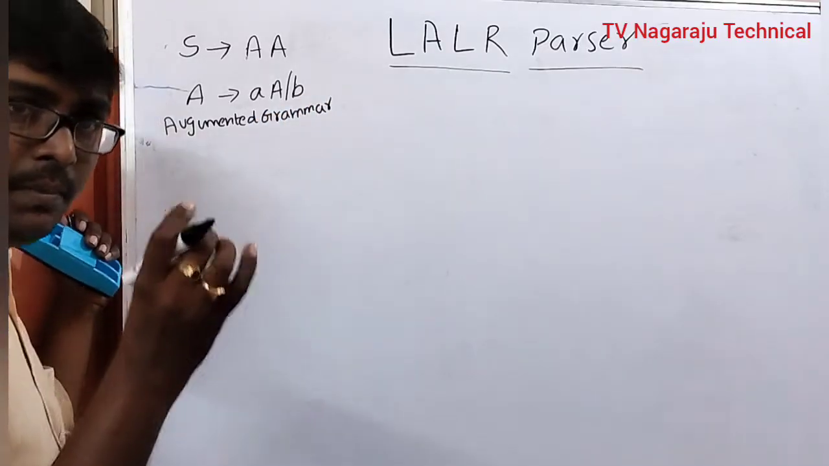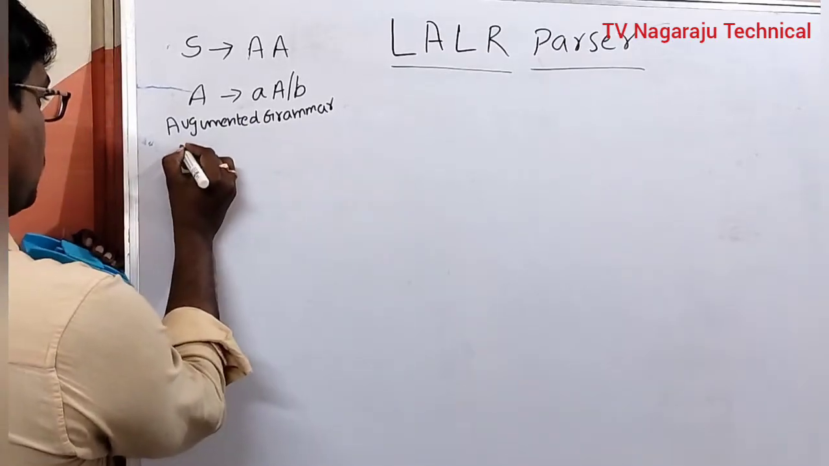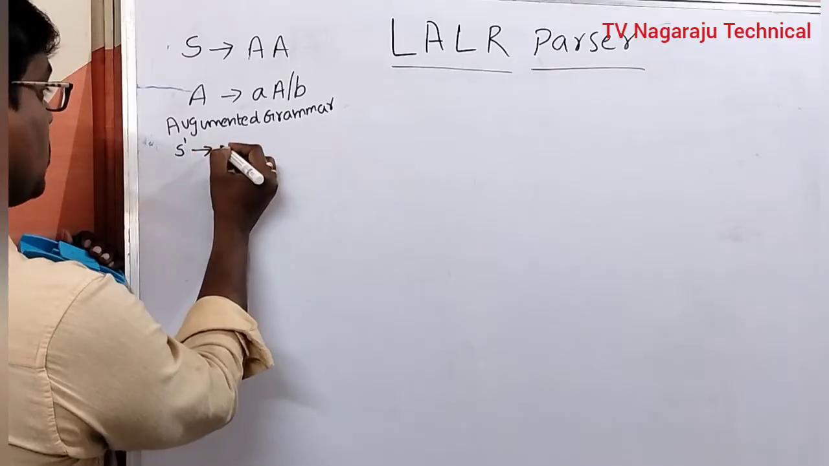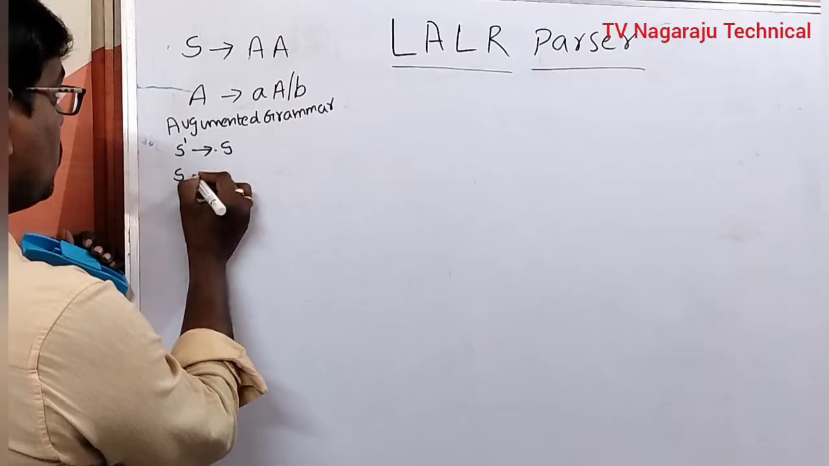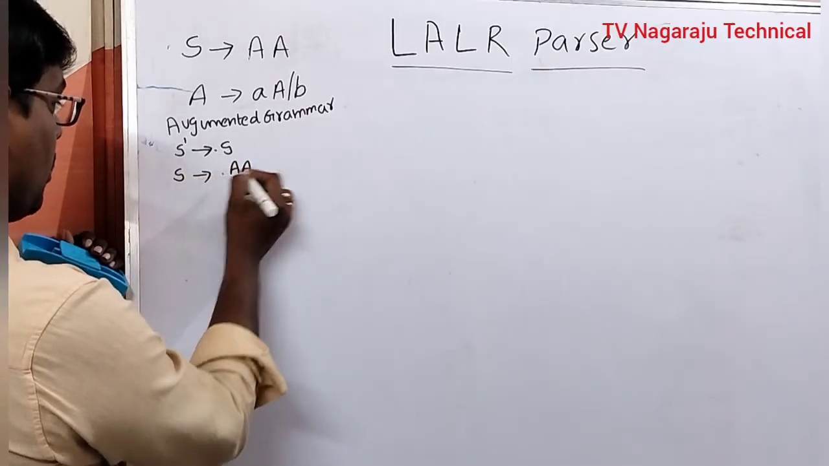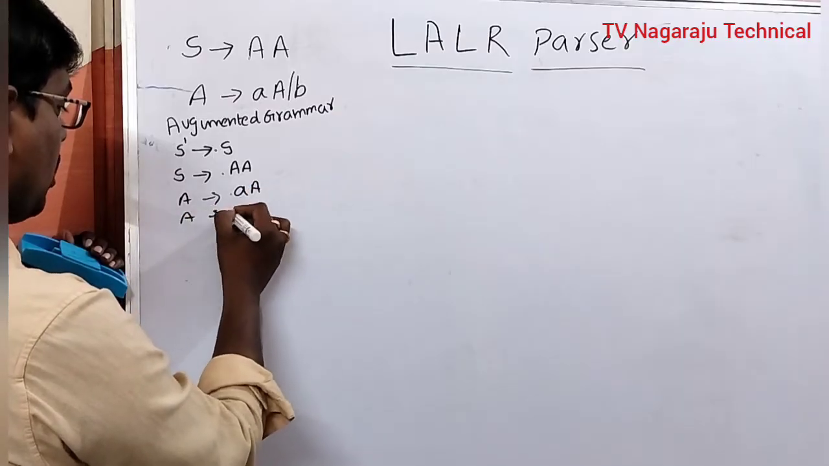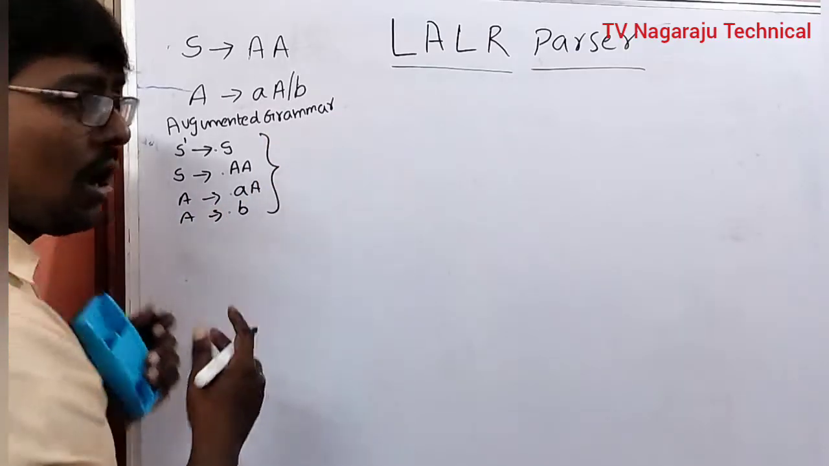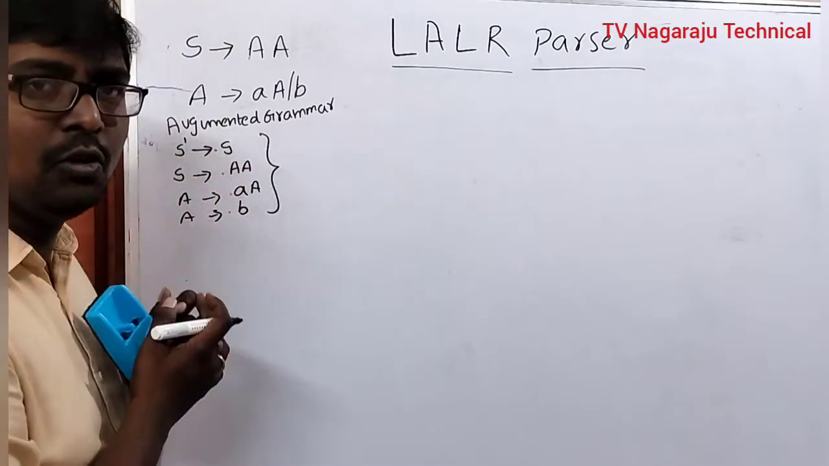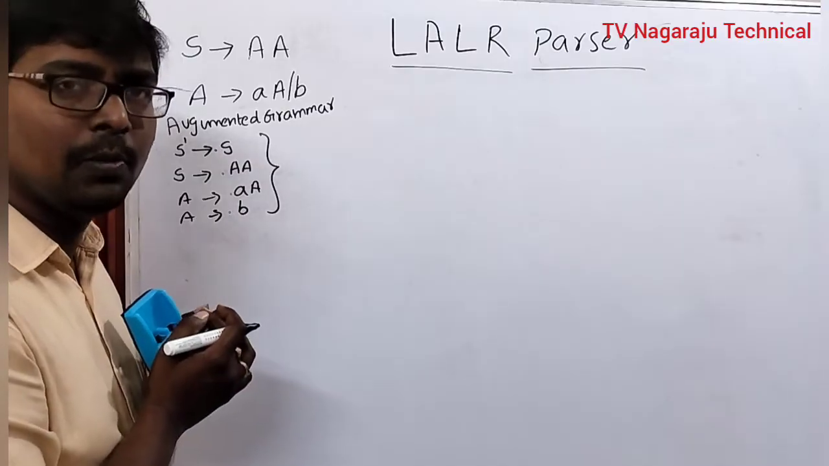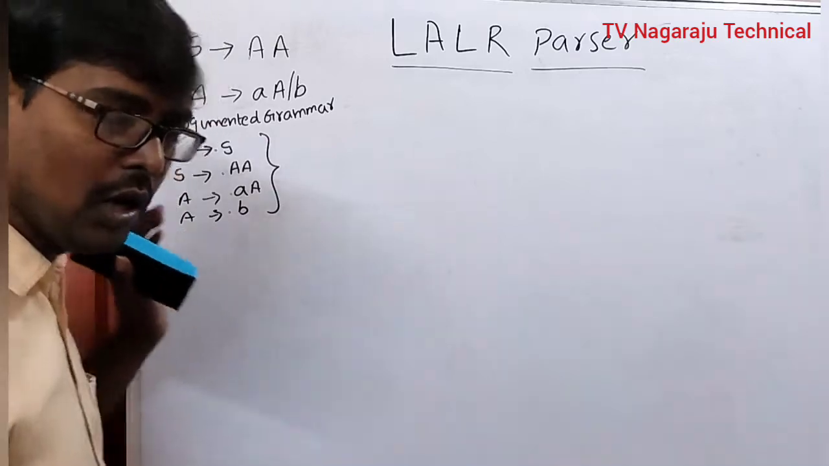Augmented grammar is simply the grammar which contains a new production. Suppose the production is S' tends to S, S tends to AA, A tends to aA, A tends to b. So this is called augmented production. That is, the simple thing is we are adding a new production S' tends to S. Now from this we will continue our procedure.